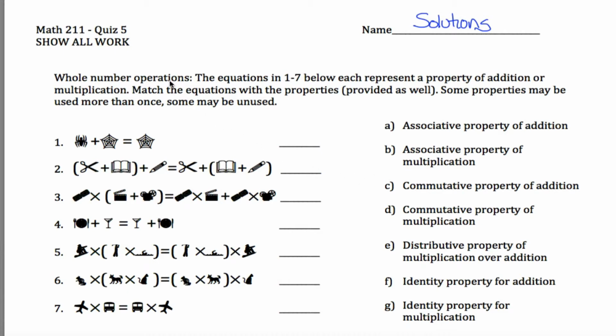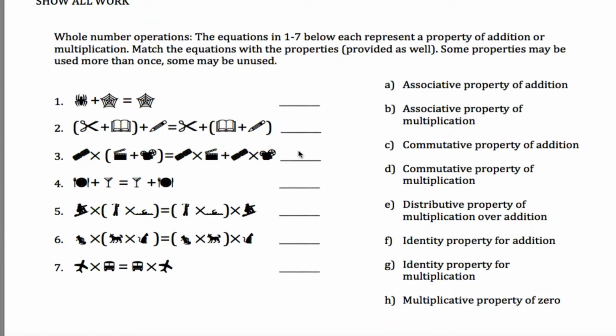All right, here are solutions for quiz 5 for Math 211. Kind of a weird quiz, but okay. You're given these symbols, and you can think about these symbols as representing different numbers. Based on which symbols are used where and with which operations, we can decide which of these properties is depicted with each of these jumbles of symbols. So let's go through it.